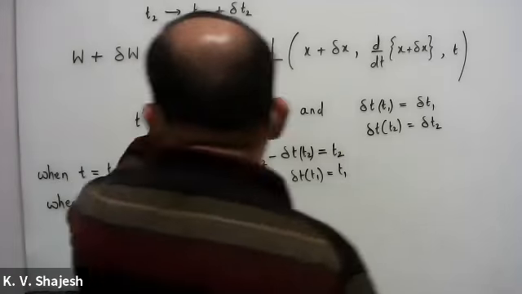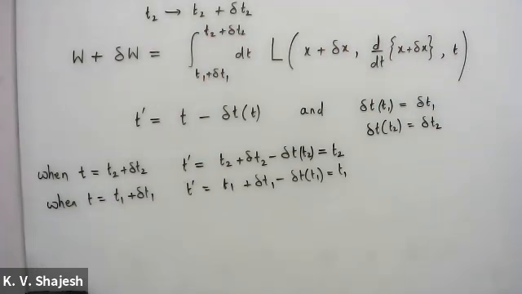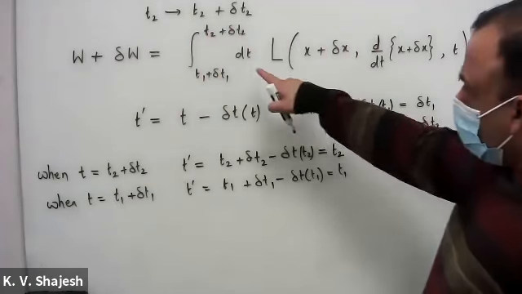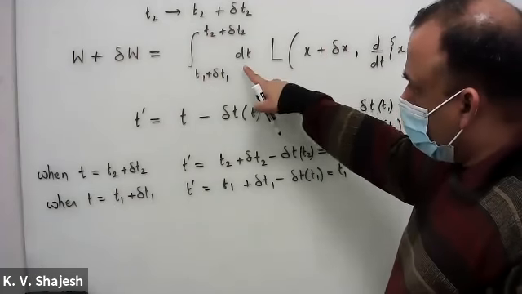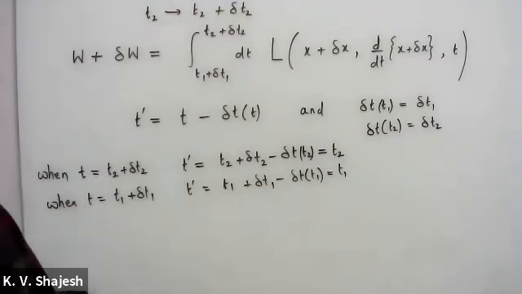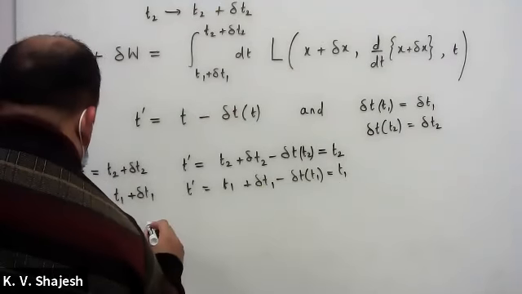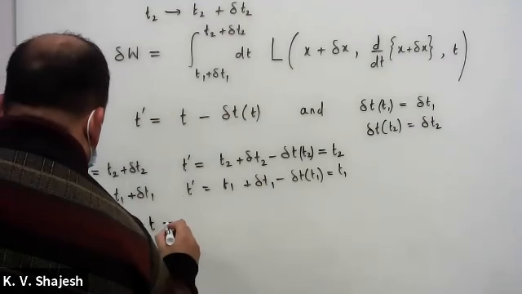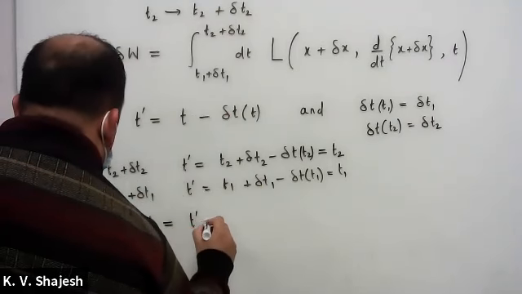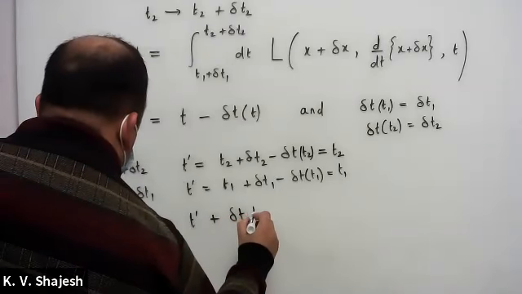So the limits become very simple, right? T1 and T2 when we make this substitution. That's the idea. We chose our substitution to be... We want to write dt in terms of dt prime. So for that purpose, let me rewrite this as t is equal to t prime plus delta t of t.